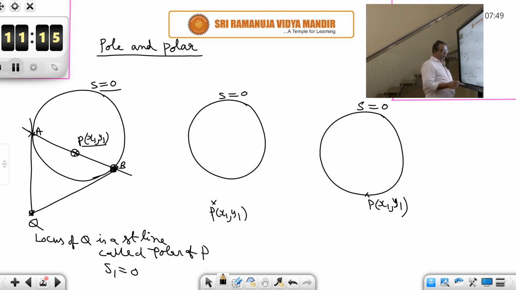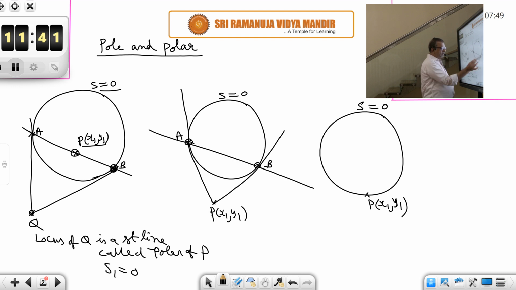Now, second case, P is outside. What is the chord of contact of P? S1 is equal to 0. Already I have told you. So, chord of contact, how to construct it? From P, I have to draw a tangent touching the circle at A. Another tangent touching the circle at B. Join the points of contact and produce both sides up to infinity. This is called chord of contact of P with respect to the circle. Its equation is S1 is equal to 0.